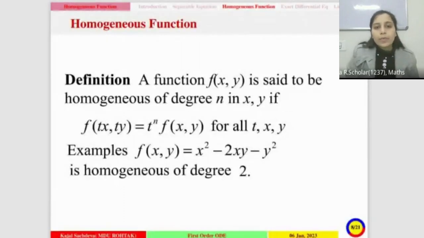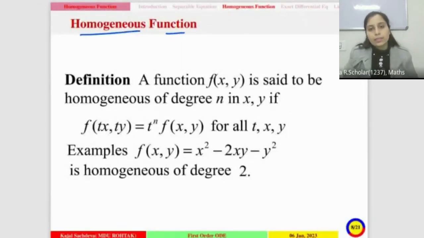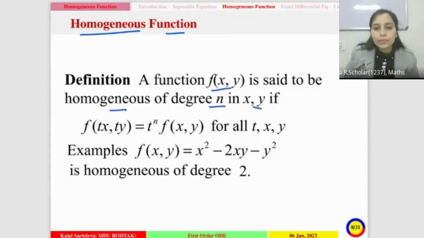The second type of equation is the homogeneous equation. So before understanding what a homogeneous equation is, let's get to the homogeneous function. A function is said to be homogeneous of degree n in x and y if we can show that f(tx, ty) is equal to t raised to power n f(x,y). So verify this for a given function. If it satisfies this relation, then we can say it is a homogeneous function of degree n.